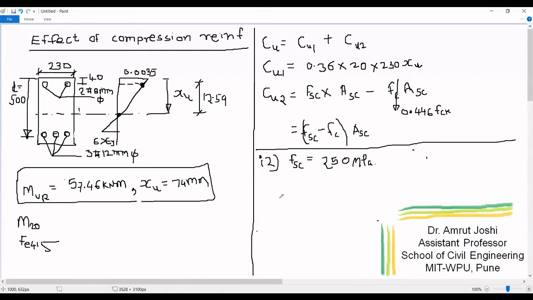So let us find out the position of neutral axis. So Cu, that is 0.36 FCK B into XU plus FSC, which is now 250, multiplied by ASC, pi by 4 into 12 square into 2.